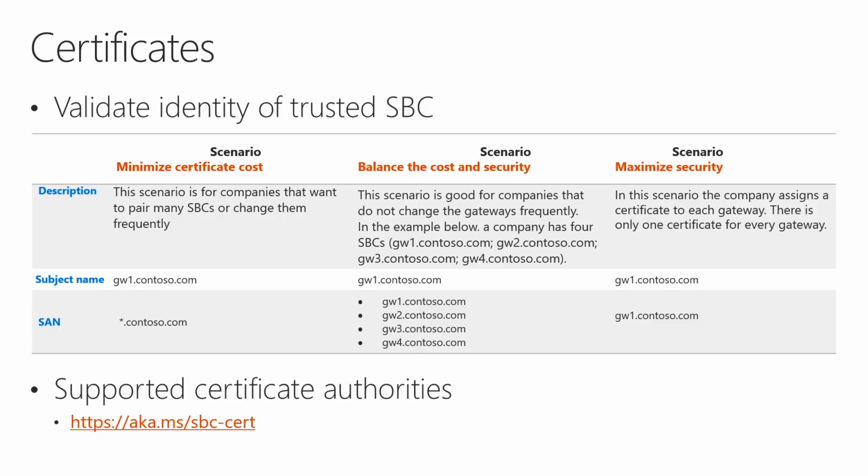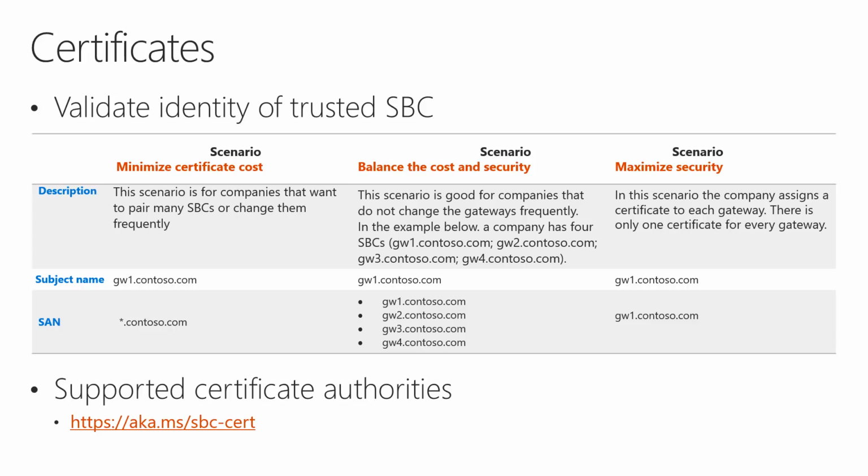However, if you have multiple SPCs, there are different scenarios for how you can design your certificates. And depending on whether you want to minimize the certification cost or maximize the security, you have different options. So for the sake of the example, you have 4 different gateway SPCs. You call them gateway1.contoso.com, gateway2, gateway3, gateway4.contoso.com.